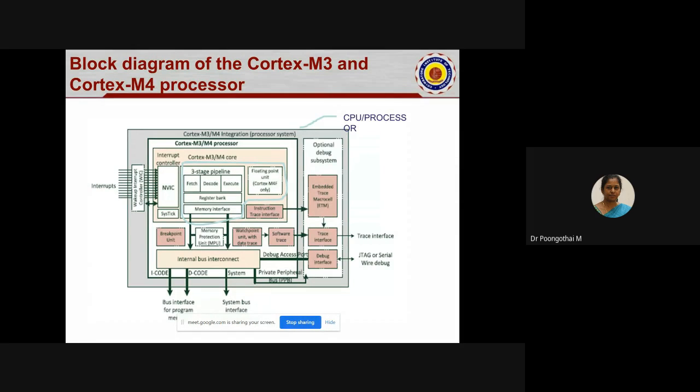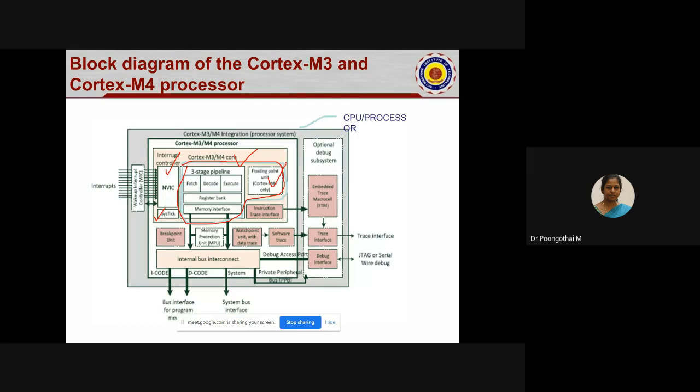So this is the internal block diagram of your Cortex M3 and M4 processor. This processor contains the core of the processor. So this block is called core. Core of the processor, NVIC, nested vector interrupt controller, and system tick timer. This provides the clock cycles, and optionally we have a floating point unit.